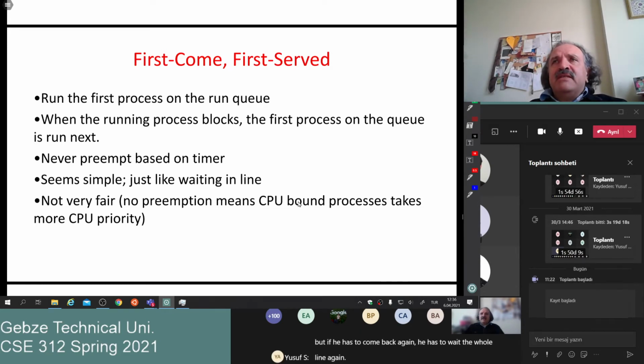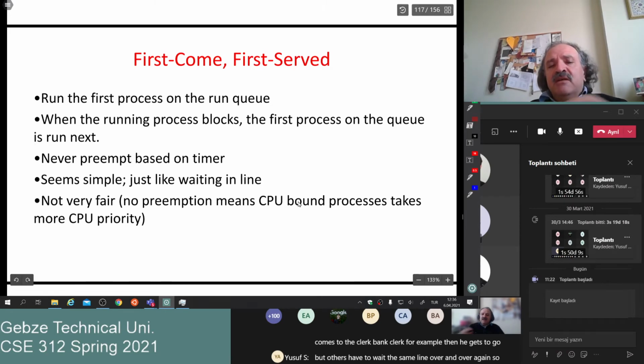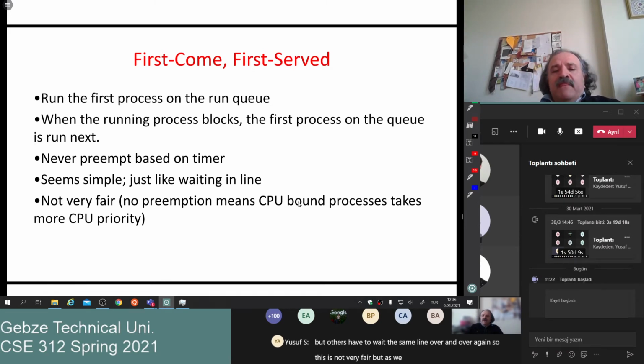If one of the customers is handled for a single time, the first time he comes to the bank clerk, for example, then he gets to go, but the others have to wait in the same line over and over again. So this is not very fair. But as we said before, we are not looking at fairness with batch systems. The important thing with batch systems is the CPU utilization, or the system utilization. So if you are talking about fairness, you have to do some other stuff.